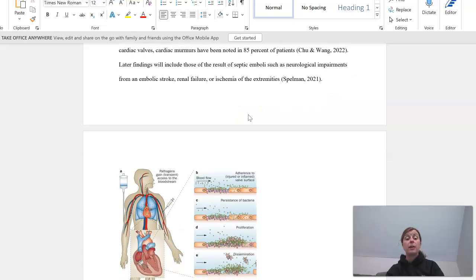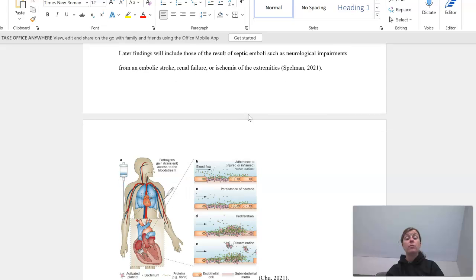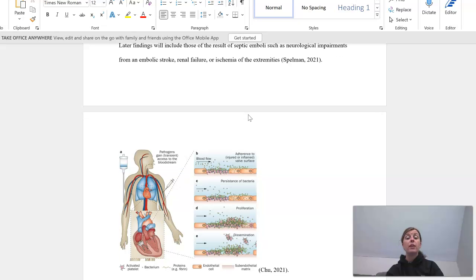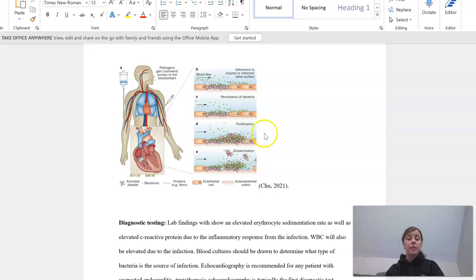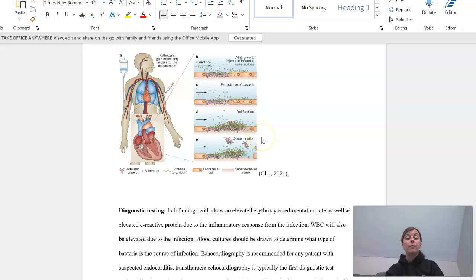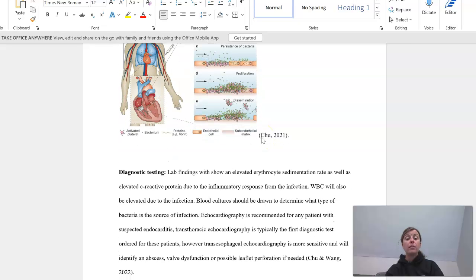Later findings of the disease will include the results of septic emboli that could be breaking off, causing neurological impairments. So patients will appear like they're having a stroke. If the septic emboli are affecting the vasculature to the kidneys, they could have renal failure, and then they could have ischemia of the extremities. This picture just shows the presence of bacteria adhering to the fibronectin and penetrating the endothelial cells.